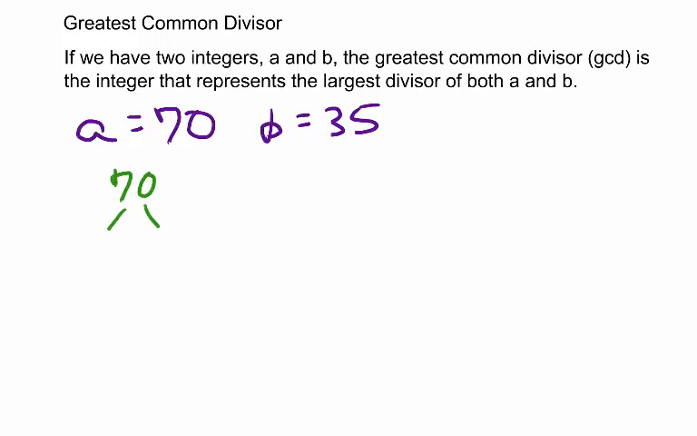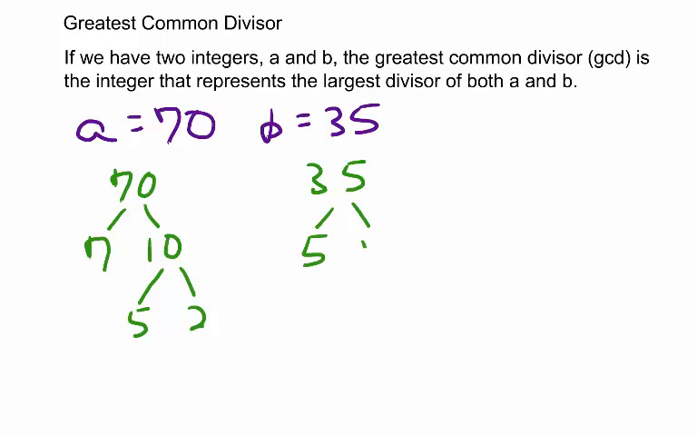If we break 70 down into a product of primes, we would have 7 times 10, where 7 is a prime number and 10 is composite. Therefore, we'll continue to break down 10, and that becomes 5 times 2. Next, we would take 35 and break that down into a product of primes. 35 can be broken down into 5 times 7.